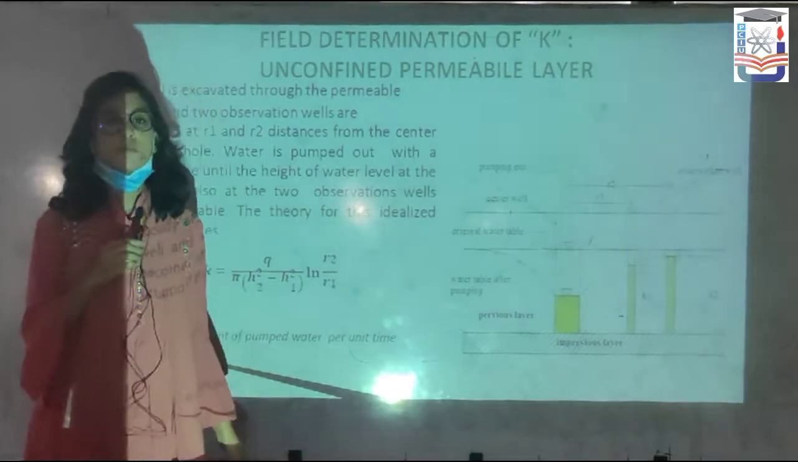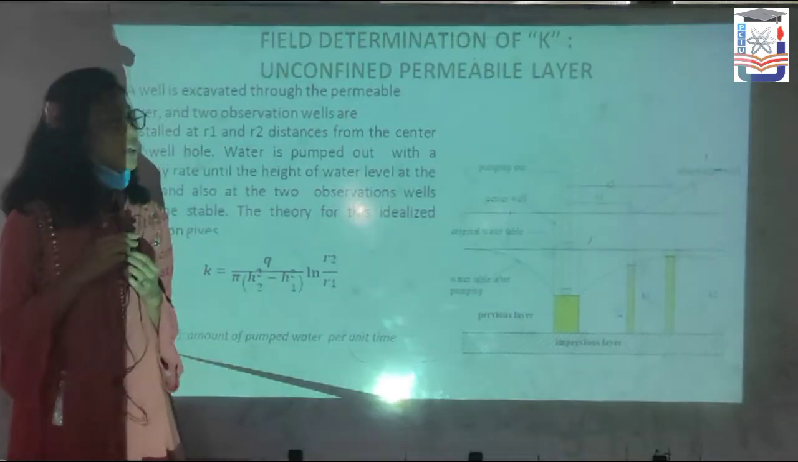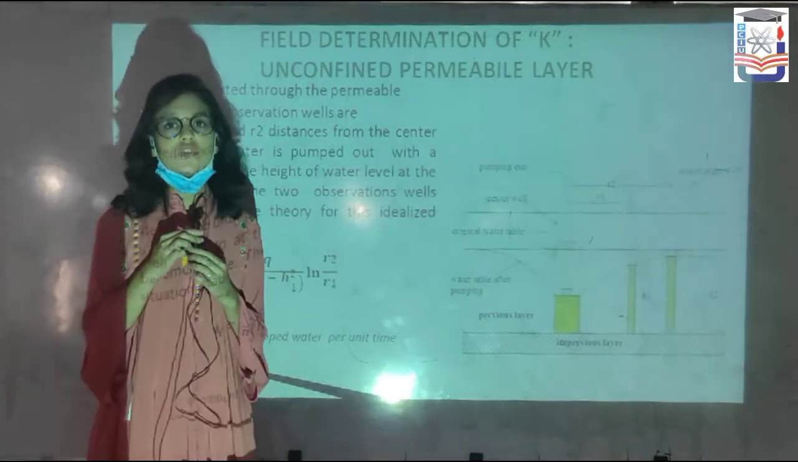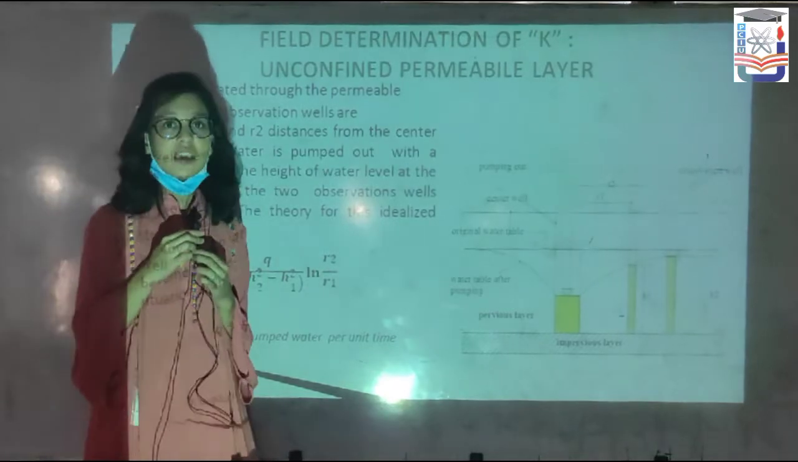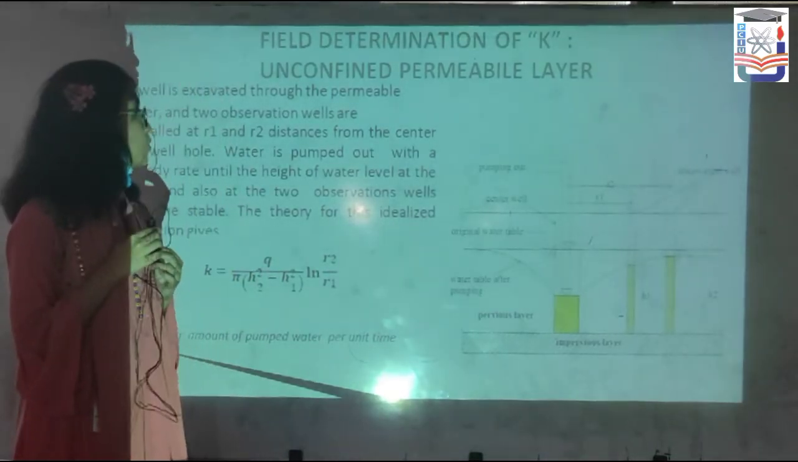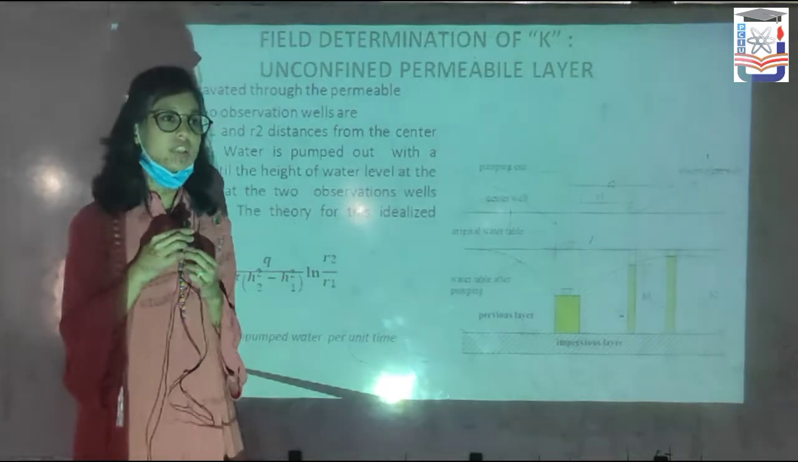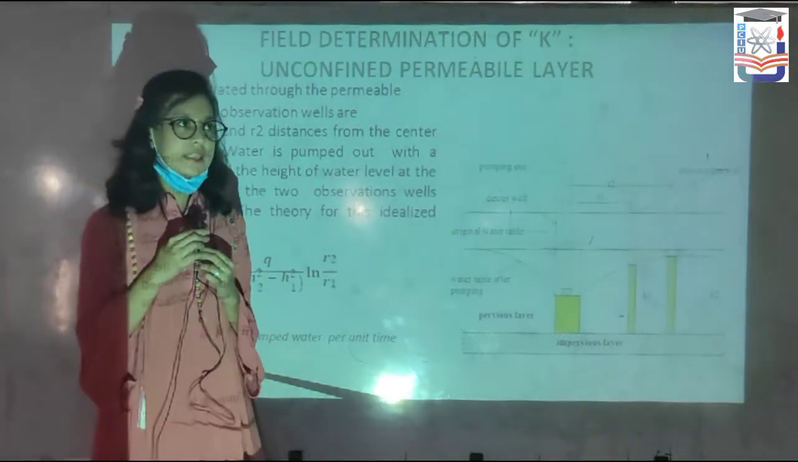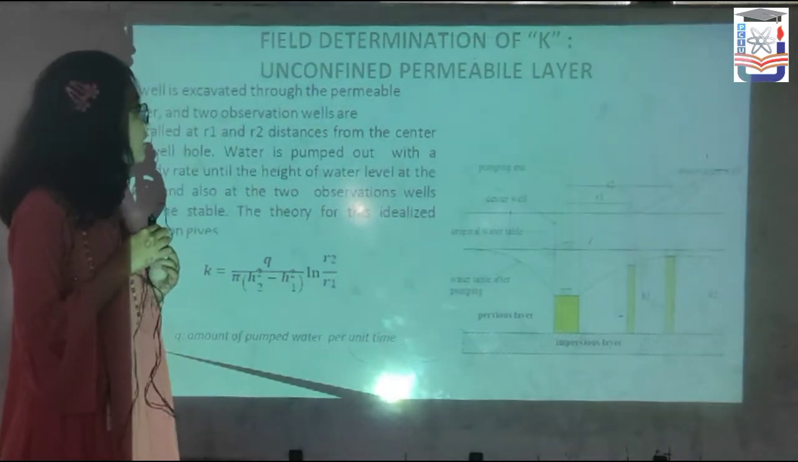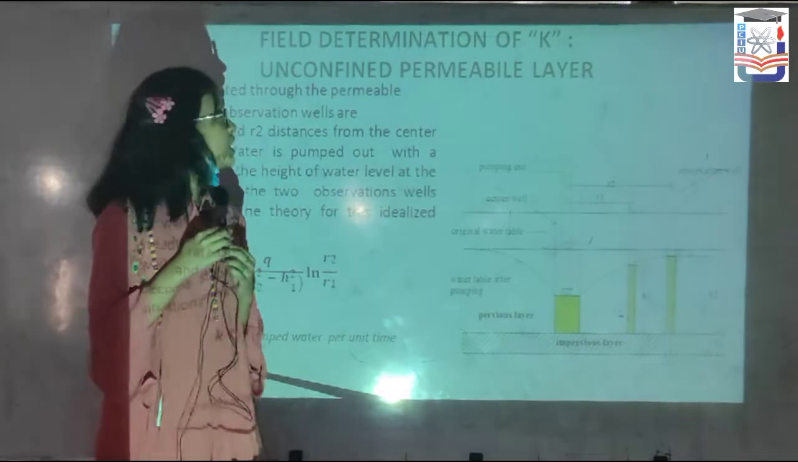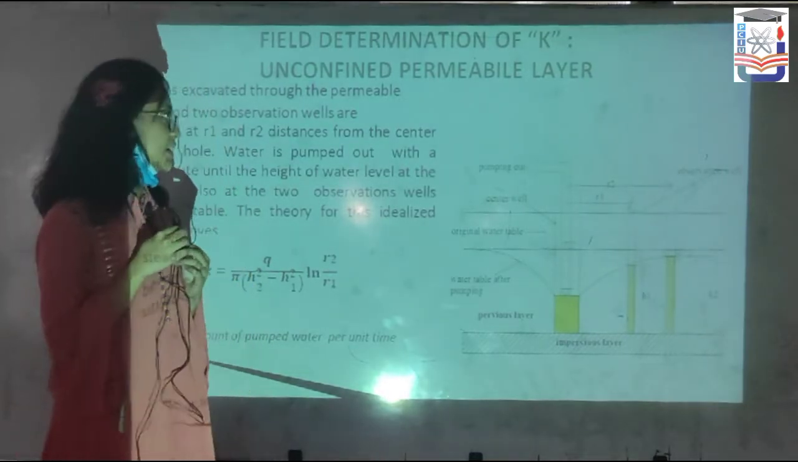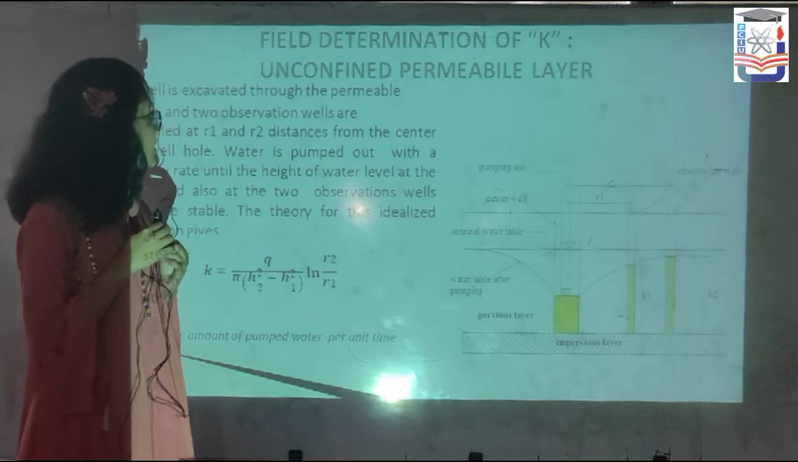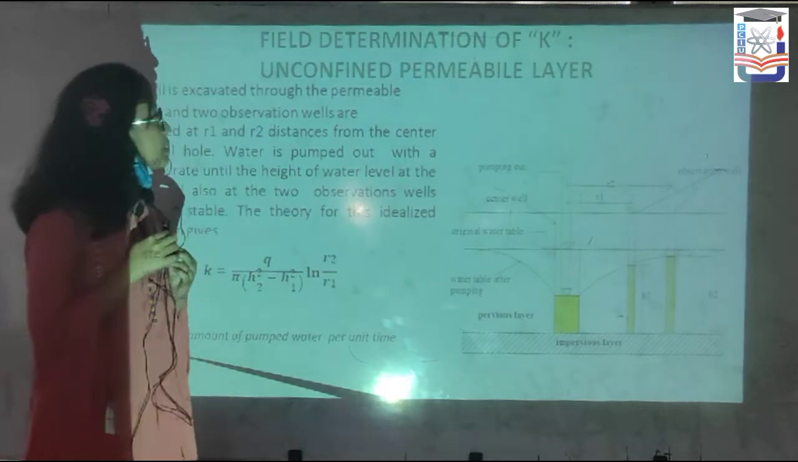As we already came to know about the laboratory test for the coefficient of permeability, which is denoted as K, now I am going to talk about the field identification test for the coefficient of permeability. Usually for the field identification test, the pumping out test is conducted. In this test I will discuss the unconfined permeable layer.